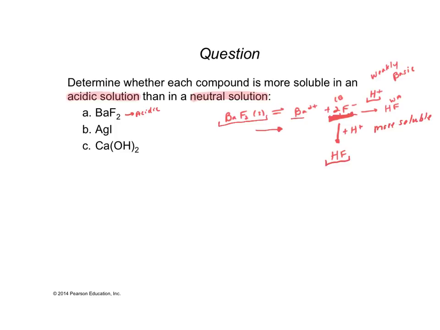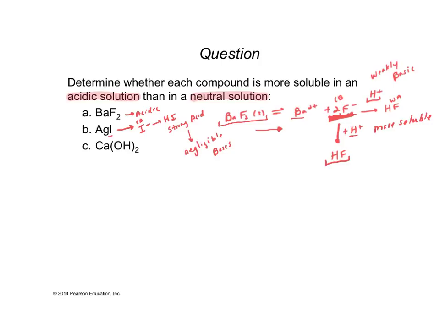So for B, silver iodide. Iodide, hopefully you guys remember from last week, is the conjugate base of HI, which is a strong acid. Strong acids produce negligible bases. And so because of that, iodide won't react with hydrogen ions or H+, and so it won't be removed from solution the same way that the F- was. So I would say that this would be more soluble in a neutral solution because, again, it won't react with the H+.